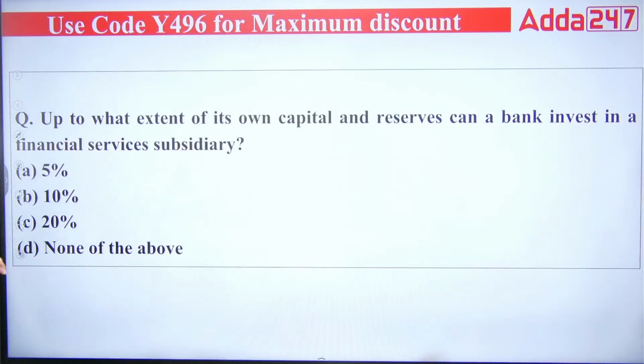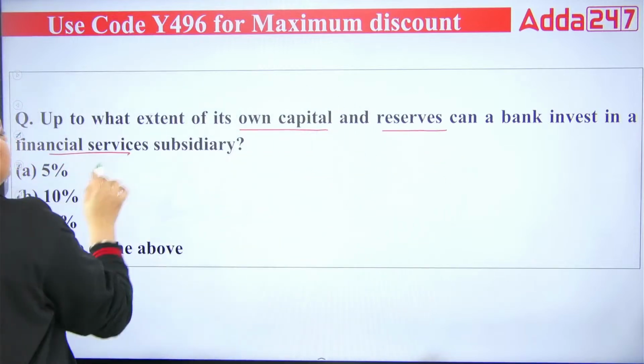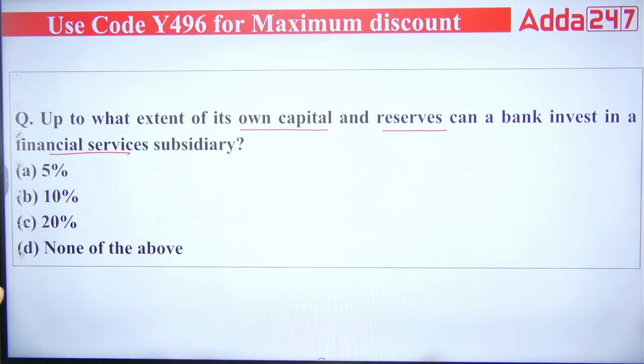Next, up to what extent of its own capital and reserves can a bank invest in a financial services subsidiary? Let me know which of the following is the right answer. Up to what extent of its own capital and reserves can a bank invest in a financial services subsidiary? A, B, C or D?